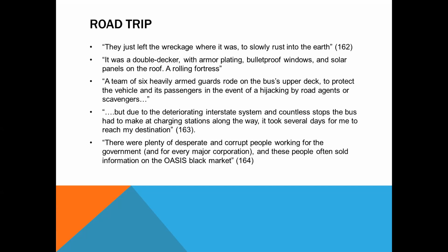But due to the deteriorating interstate system and countless stops the bus had to make, it took several days for him to reach his final destination. And he says there were plenty of desperate and corrupt people working for the government and every major corporation. And these people often sold information on the Oasis black market, which is an important foreshadowing point.